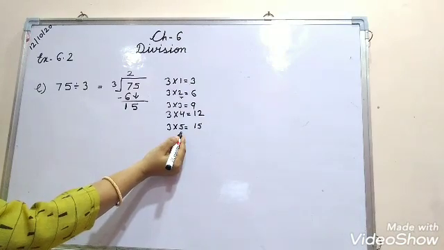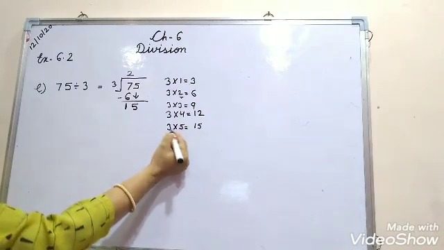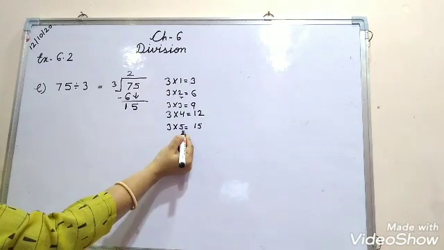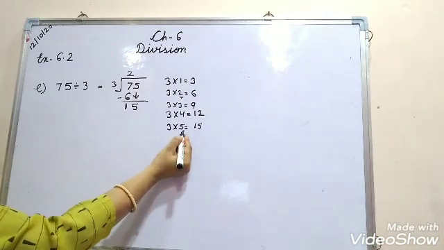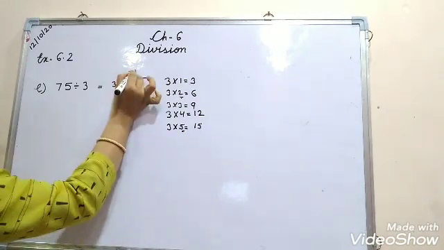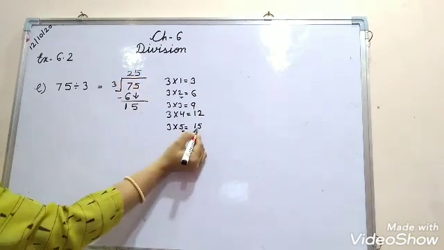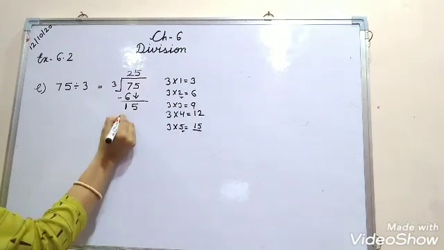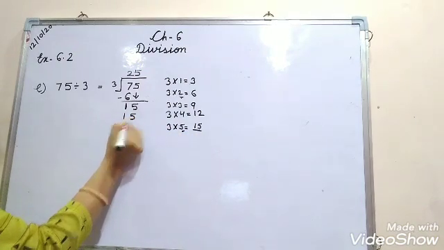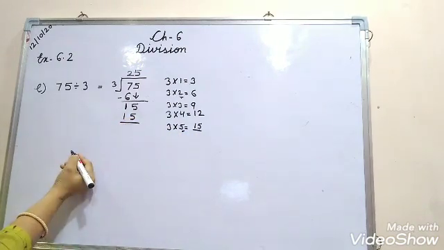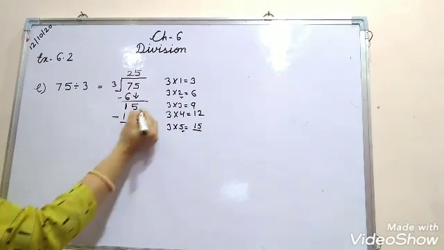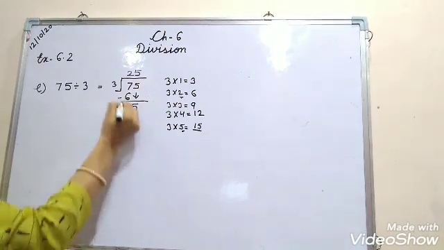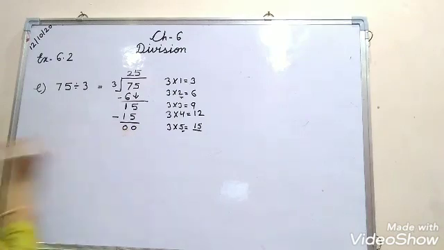Clear? Here we have got the number 15 in how many times? 5 times. Okay. So 3 fives are 15, coming 5 times. So you will write 5 at the top and what product is coming? 3 fives are 15. So you will write 15 below this 15. And after that you will do subtraction. 5 minus 5, 0. 1 minus 1, 0.